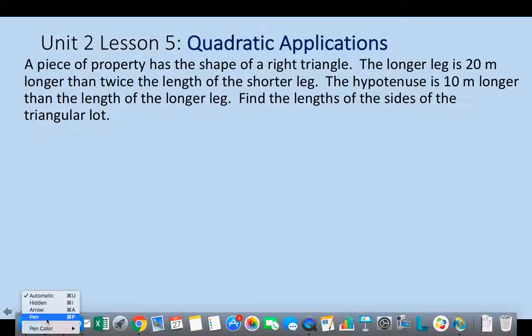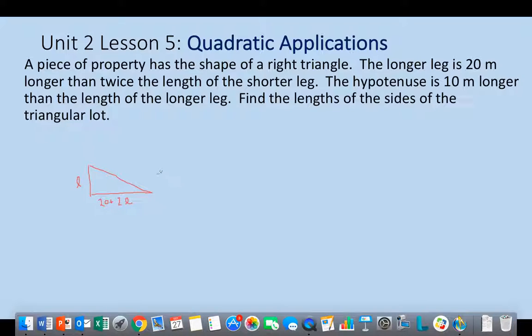All right, you've got a piece of property, and it's in the shape of a right triangle, because all properties are in the shape of right triangles. Not. All right. So the longer leg is 20 meters longer than twice the length of the short leg. So what I don't know is the length of the short leg. The longer leg, 20 longer than twice, so I've got 2L, and then I'm adding 20 to that.